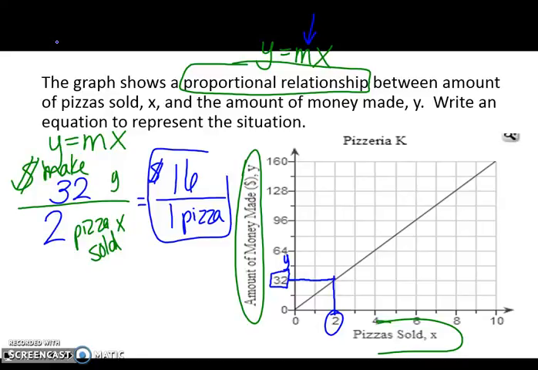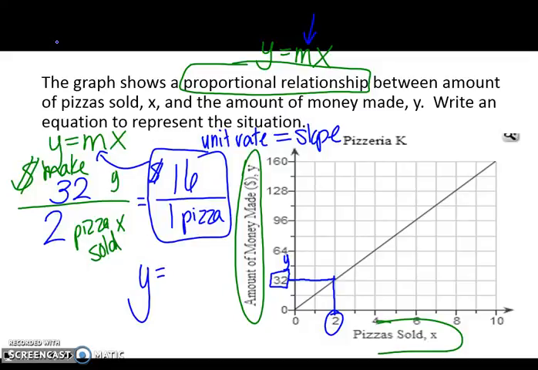Since this is our unit rate, which is the same thing as slope, we're going to take it and plug it in to our equation. Now remember, they want it to be simplified, so we're going to write y equals 16 times x. Notice we don't put it over the 1 because 16 over 1 simplifies to just 16.